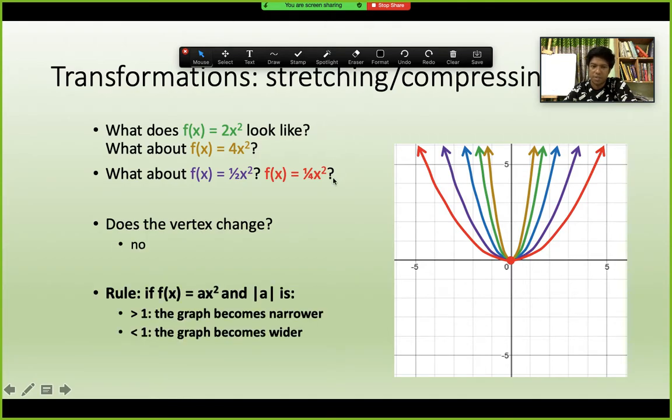Vertex remains the same, and if the value is more than 1, then the graph becomes narrow. If the value is less than 1, that means 0 point something, and more than 0, of course, then the graph becomes wider.